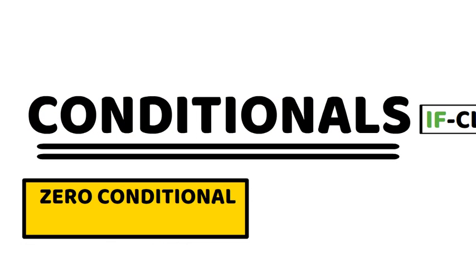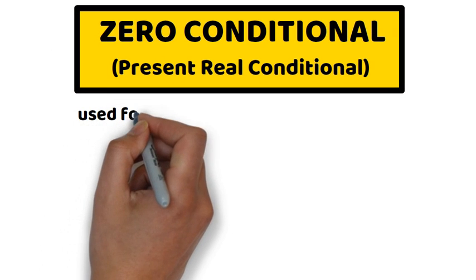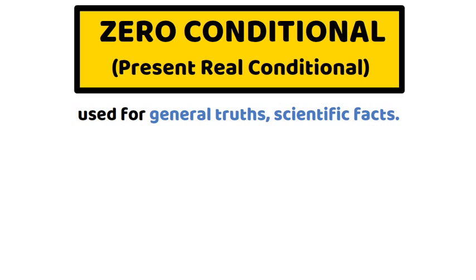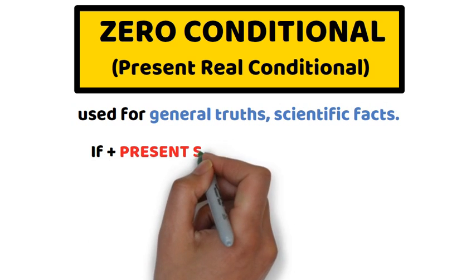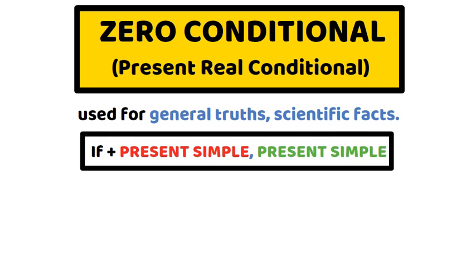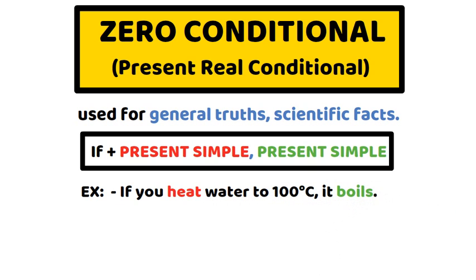Zero conditional, or present real conditional. We use the zero conditional to talk about things that are always true, like a scientific fact. Form: if plus present simple, present simple. For example, if you heat water to 100 degrees Celsius, it boils.